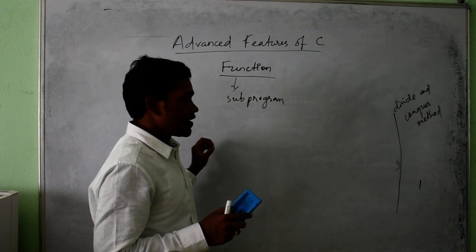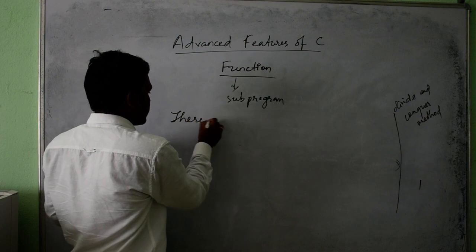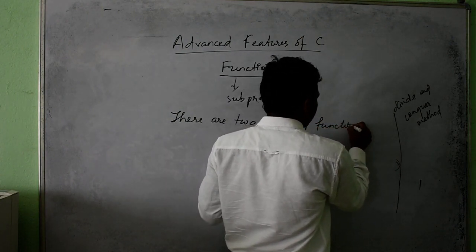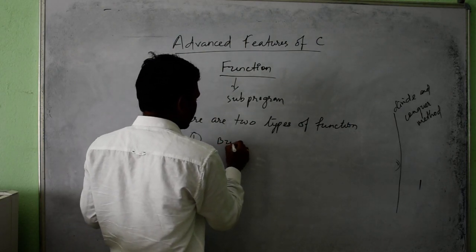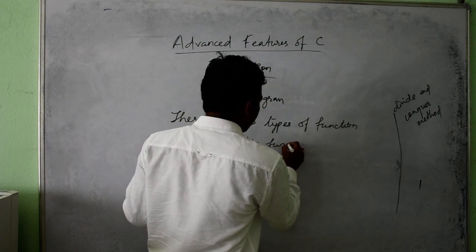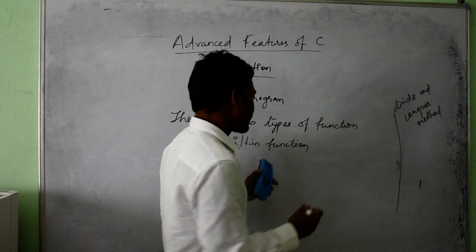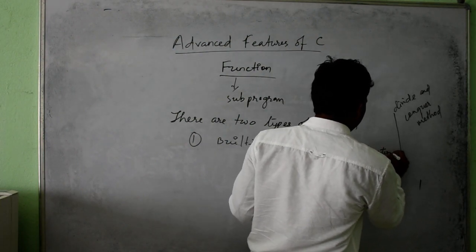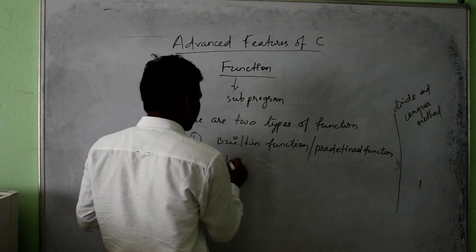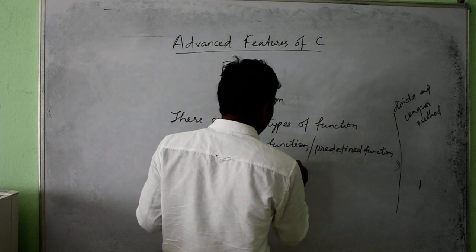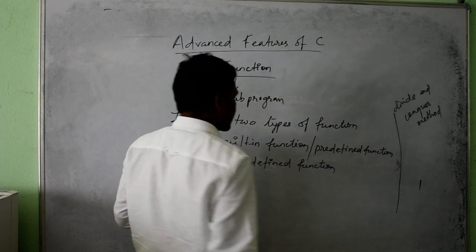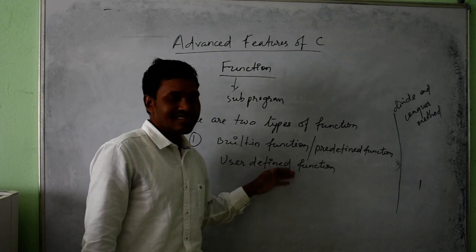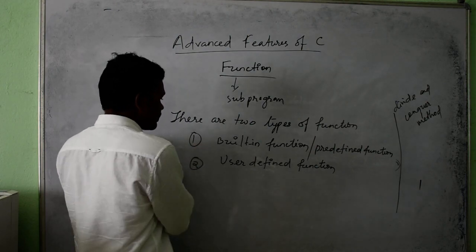In C language there are two types of function. One is built-in function, also called predefined function. Second one is user defined functions. What exactly is a built-in function, how does it work, and what exactly is a user defined function? We will see one by one. First we will see built-in function.